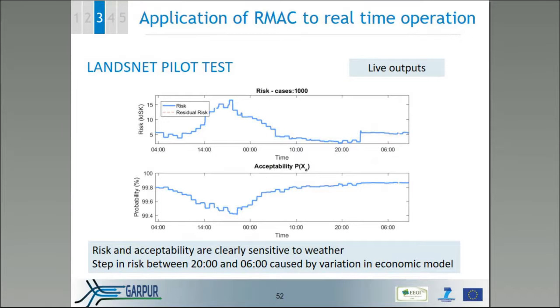So the main figure is the risk curve, which is primarily sensitive to weather and hence to contingency probabilities. And you'll note that these figures at present on the screen, they relate to a storm. So there's a storm passing over the country between 14 o'clock and around 8 o'clock the next day. And as you can see, the probability that we comply with our operational security limits decreases during the storm.